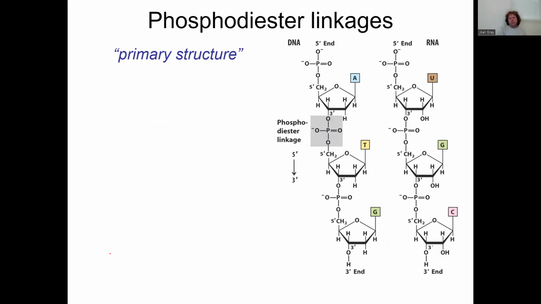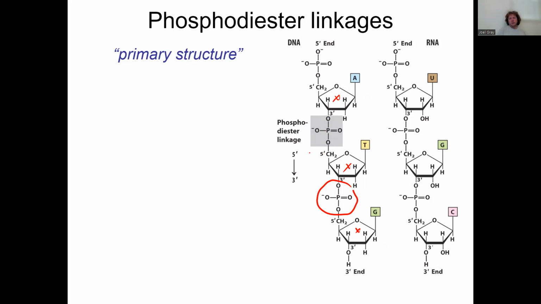So when we talk about a DNA and an RNA molecule, there are a couple of linkages that are really important. One is a phosphodiester linkage. That is the bond that is going to use a phosphate ion to connect two sugars to one another. So here's a phosphodiester linkage. Now, this is a phosphoester linkage. This is a phosphoester linkage. Hence, phosphodiester linkage.